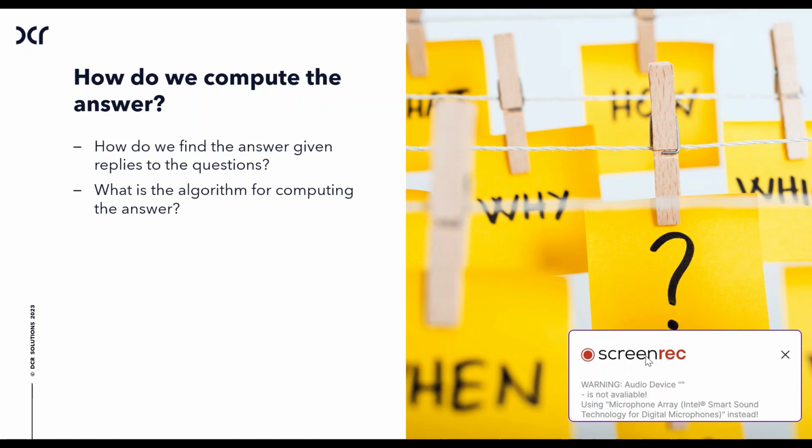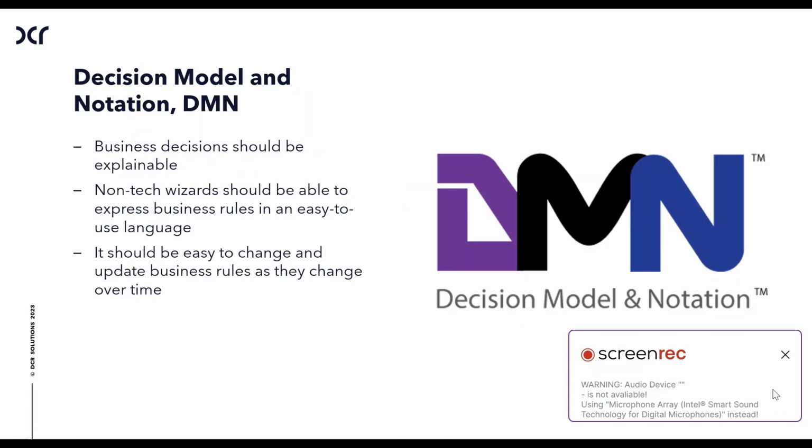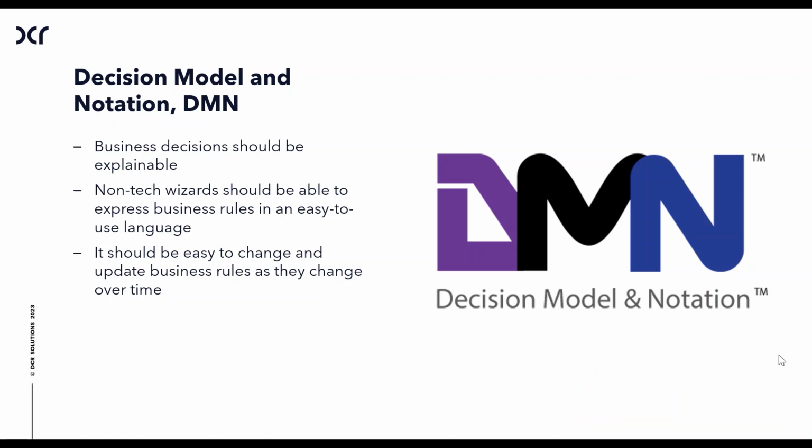How do we compute the answer? How do we find the answer given the replies to the questions we have? Am I a near contact or am I not a near contact? What is the algorithm for computing the answer? In DCR graphs, we use decision model and notation, DMN. And the reason is that business decisions should be explainable, and we have to ensure that non-tech wizards are able to express business rules in an easy-to-use language. And it should be possible to change and update business rules, as we know that business rules change over time.